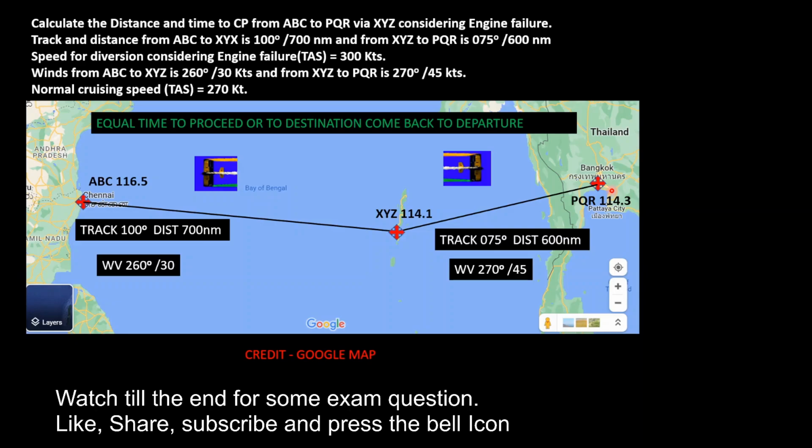And let's assume the single engine diversion speed is 300 knots TAS, and in the first leg, from ABC to XYZ, you have winds of 260, 30 knots, and in the second leg, XYZ to PQR, you have winds of 270, 45 knots, and the normal cruising speed is 270 knots TAS.